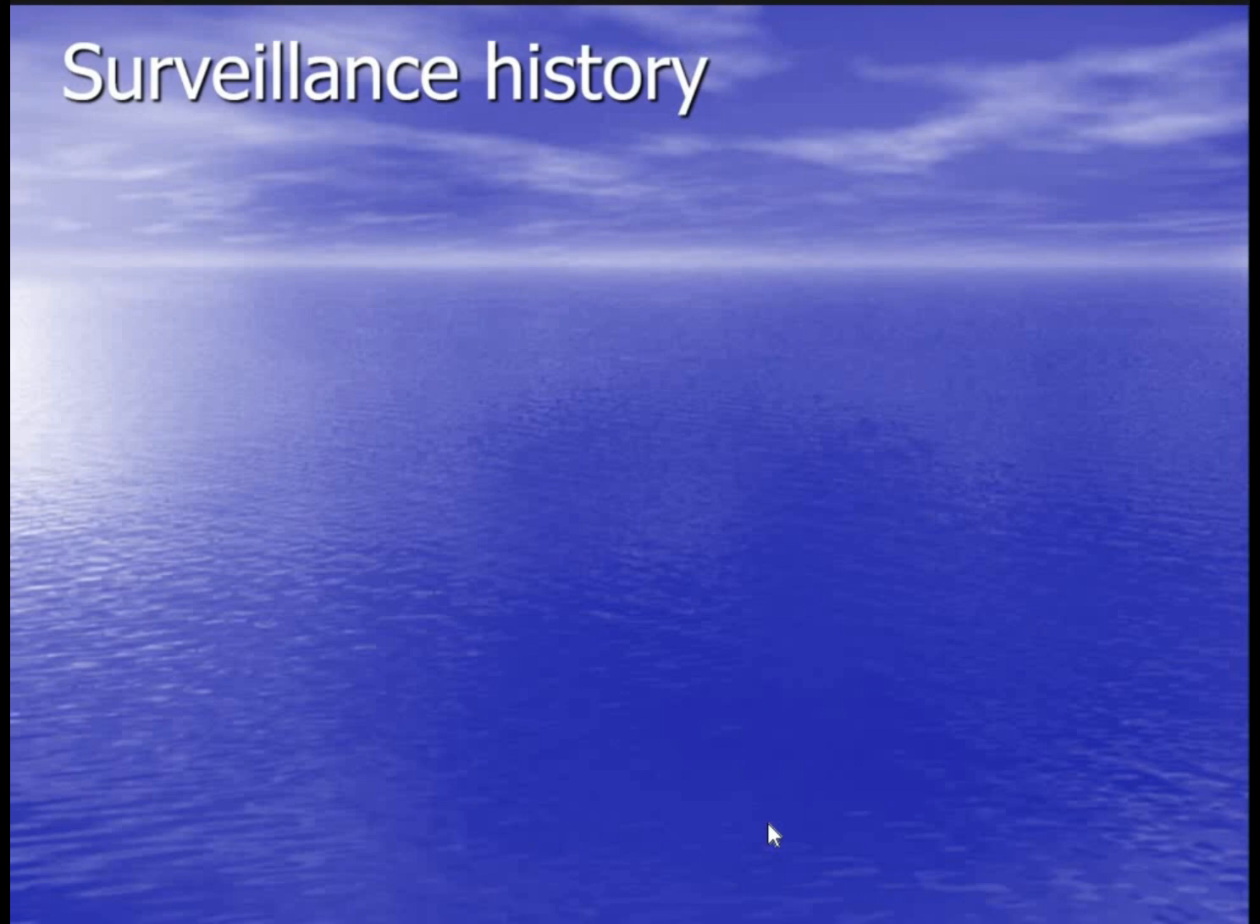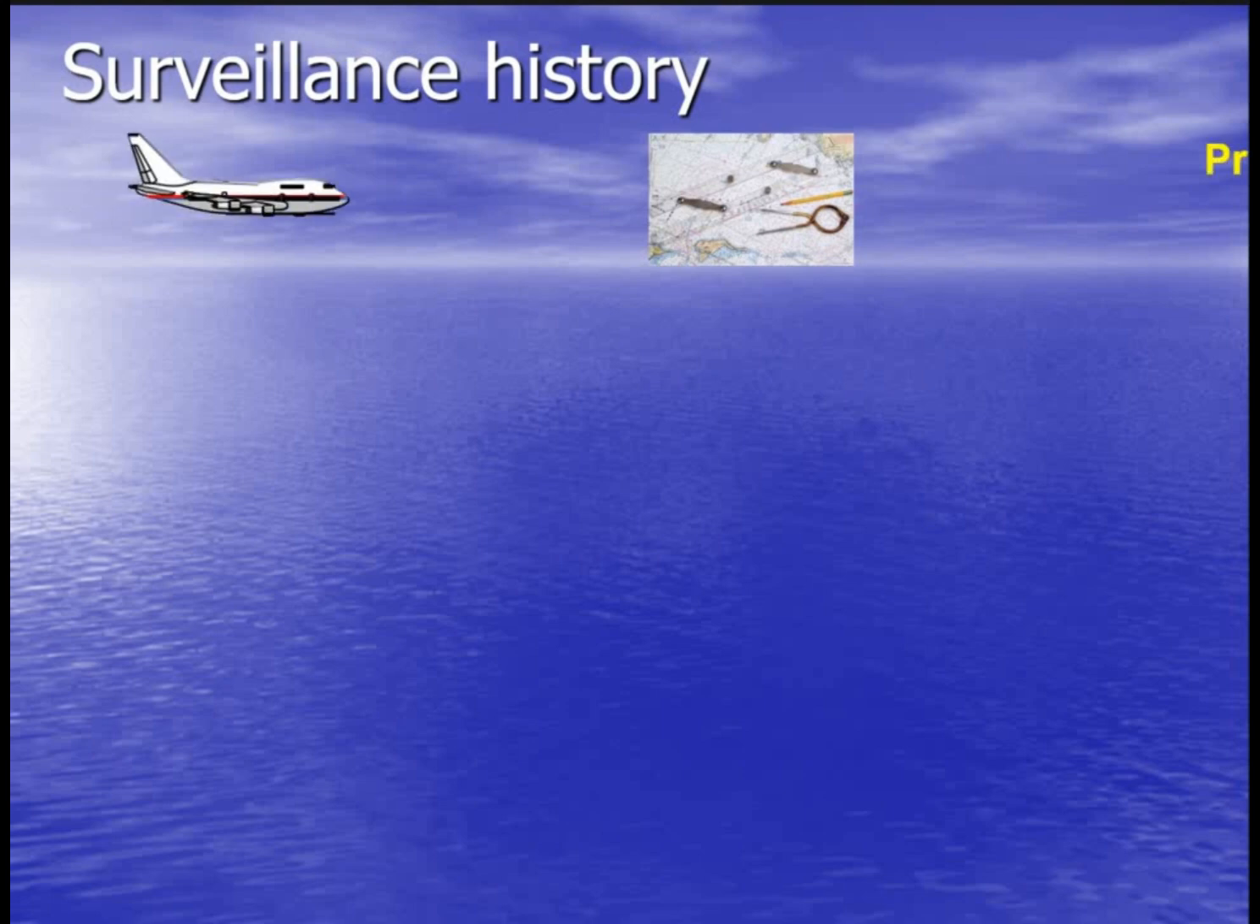Before going into the discussion of automatic dependent surveillance, let us take a look at the development of surveillance as a tool of controlling aircraft. Initially, the industry relied purely on procedural control. In this method, aircraft are separated using laid-down procedures. This method is still used in the absence of radar or other forms of surveillance.